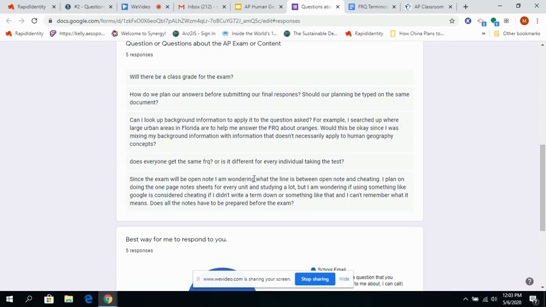Another thing you can't do is copy and paste anything from the internet. So let's say you look up the definition and you copy and paste that into your answer. That is cheating. So you may not do any of that. You need to write everything in your own words.